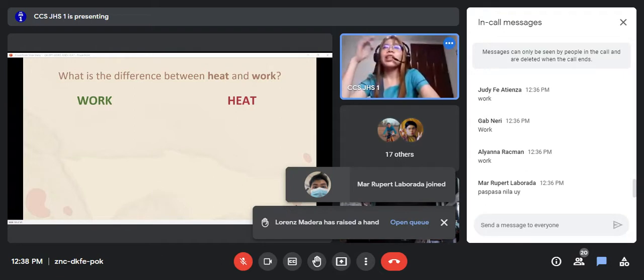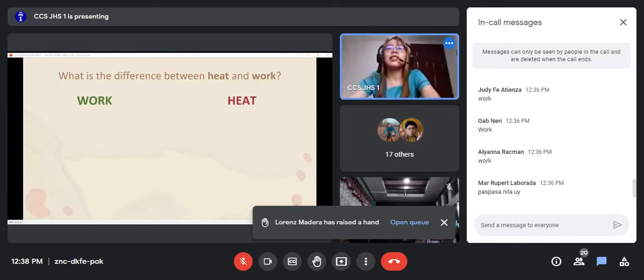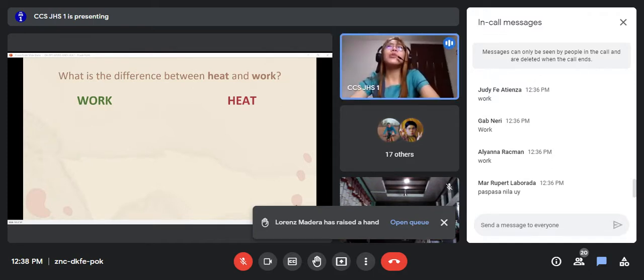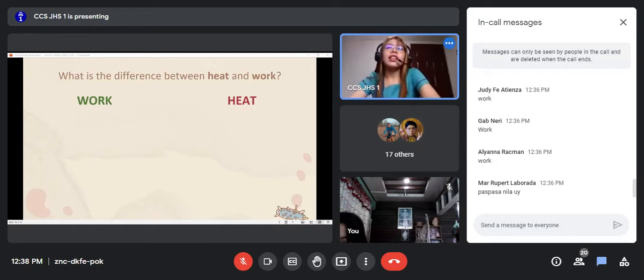Heat is, okay, Lawrence: heat is a form of energy that is transferred between systems or objects with different temperatures. Okay, so that is correct. In other words, when we say heat, that is the energy in transit. So let us now see the difference between work and heat.